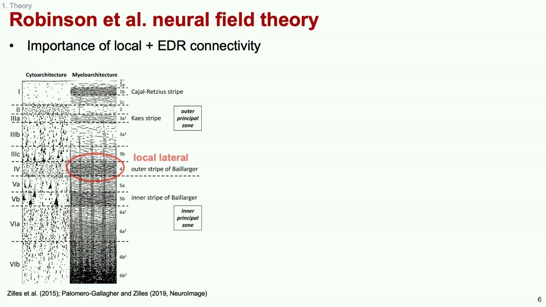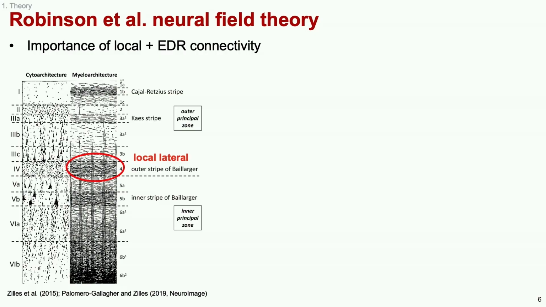If you look at the laminar structure of the cortex, you will see these horizontal local connections, and the majority of connections in the cortex are these local, lateral connections. You also have connections that go through white matter and connect one column to another, but most of the connections are local and lateral. And then there's this concept of the EDR.